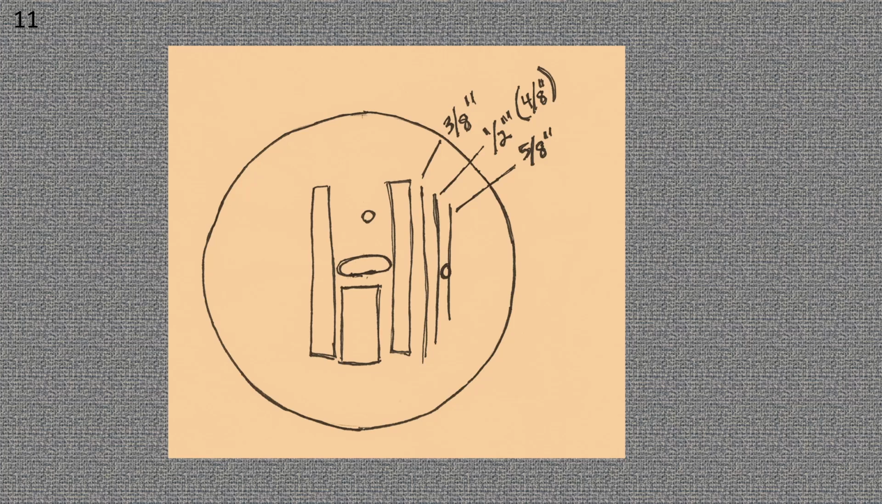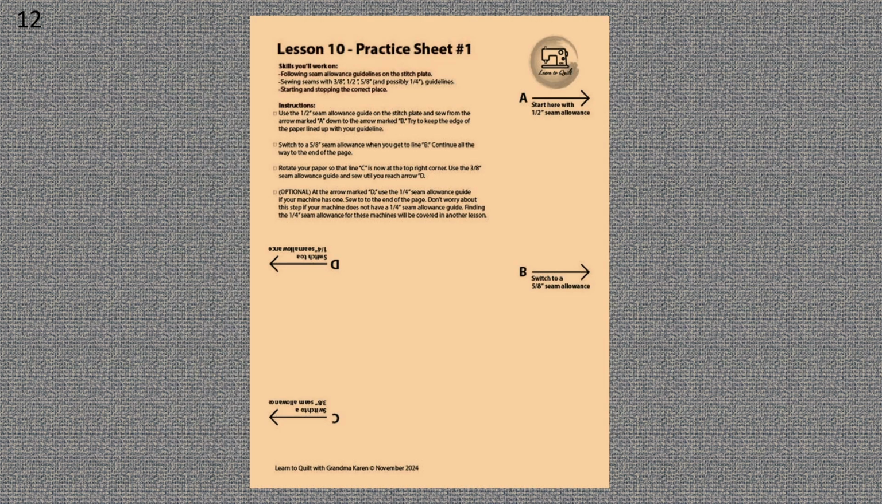You may want to make a diagram of your stitch plate. I made this very rough sketch of one of my machines. Measure each line on your machine and then label the lines in your drawing. I have clipped my drawing to the machine's guidebook. This is practice sheet 10-1. We will practice sewing different seam allowances now. The link to download the practice sheet is under the video description.